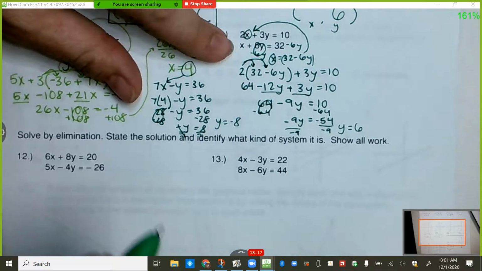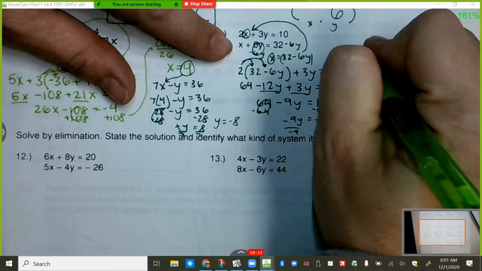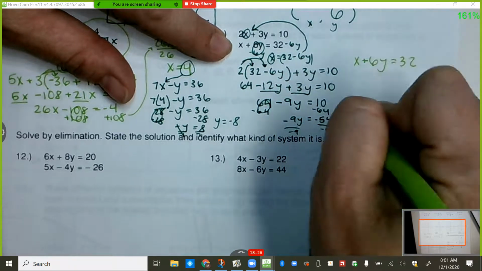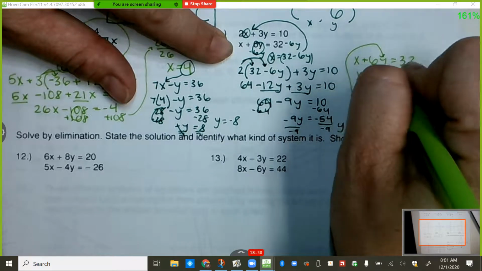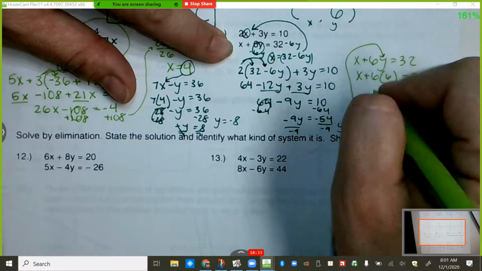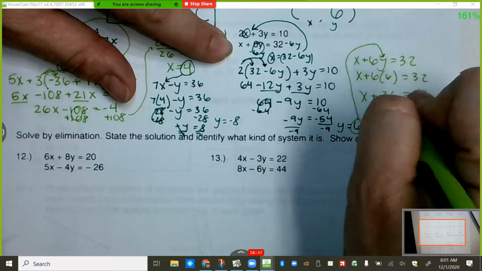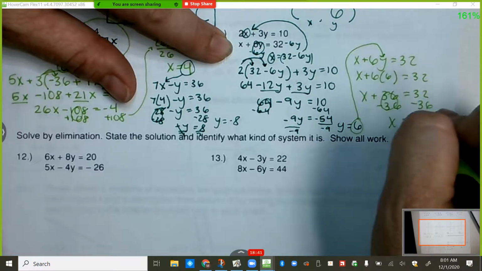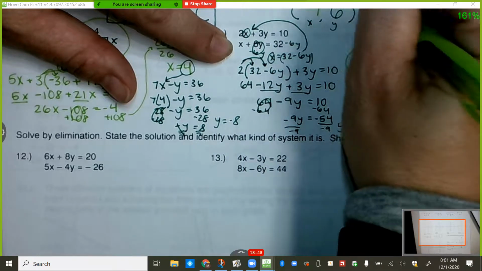So then again, we plug into the original that we first messed with. So x plus 6y equals 32, and I'm replacing y with 6. So x plus 6 times 6 equals 32. Well, x plus 36 equals 32. Subtract 36 from both sides, and I get x equals negative 4. And this is independent and consistent.